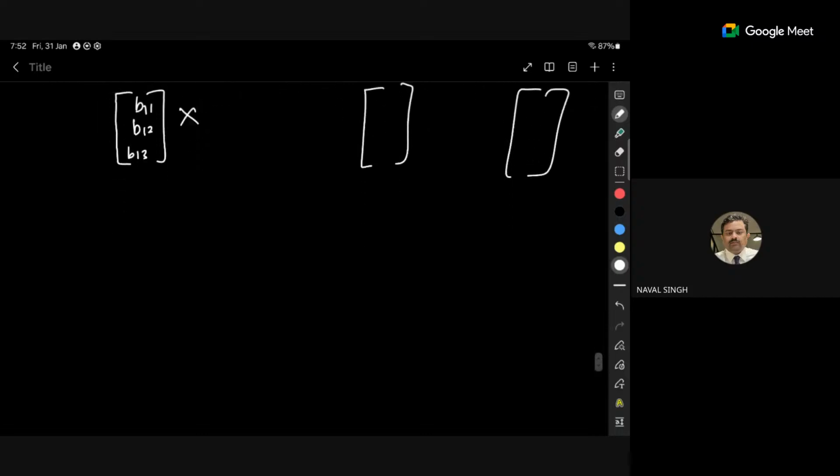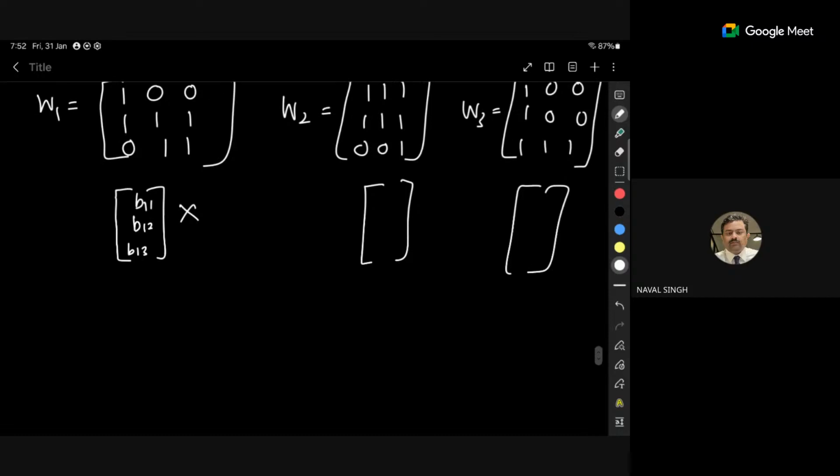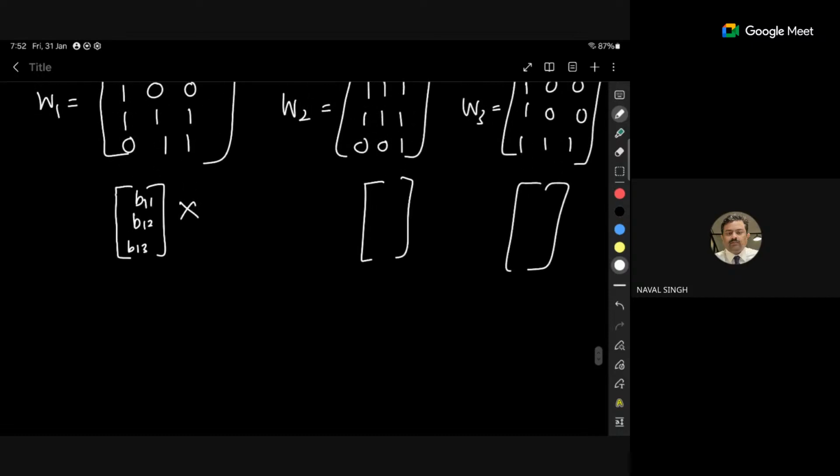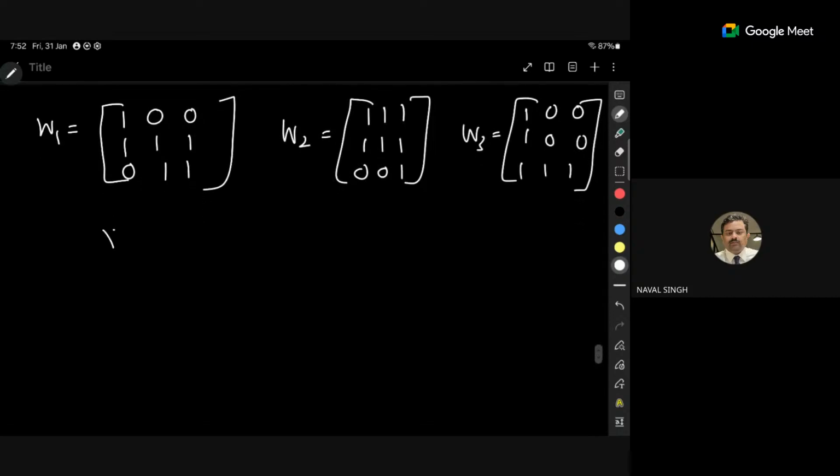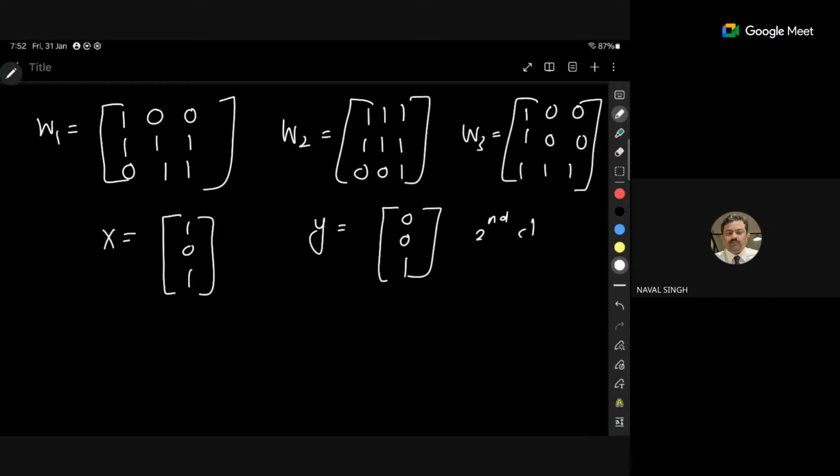Now input is given to us. Let's say x is something like 101. This is my input, and y is also given, that's 001. That means this is my second class. The second class is the true class for this input. So input and output are mapped there. If I give this x, the output should be the second class.